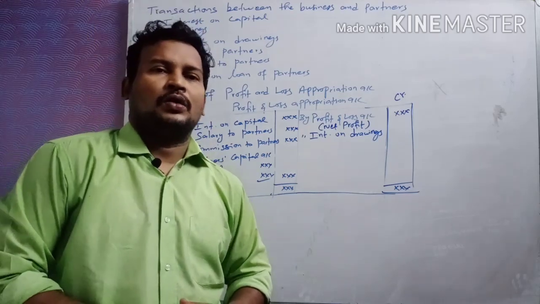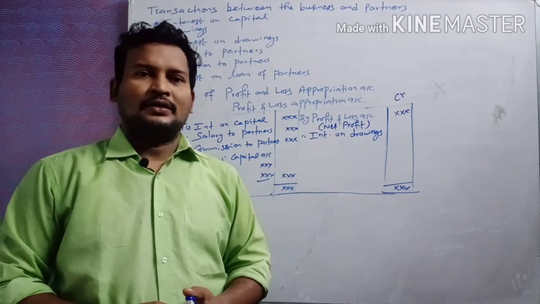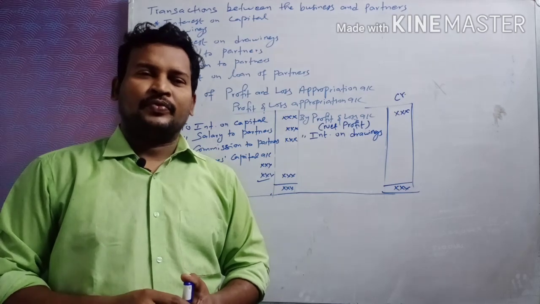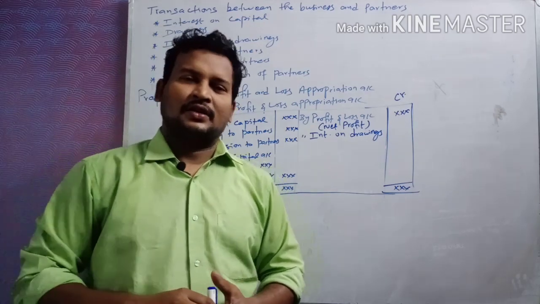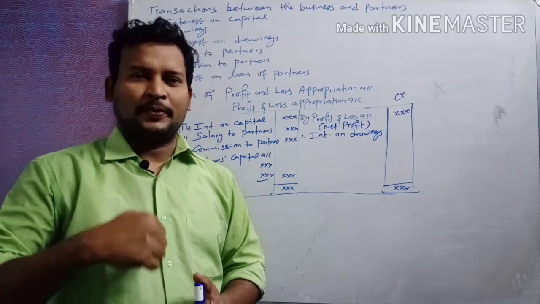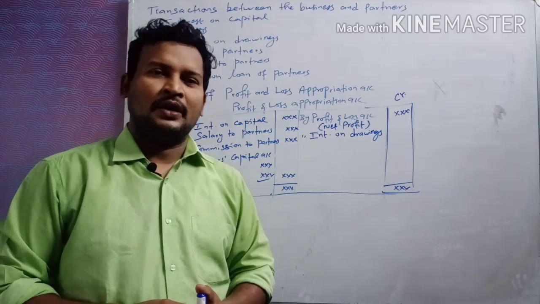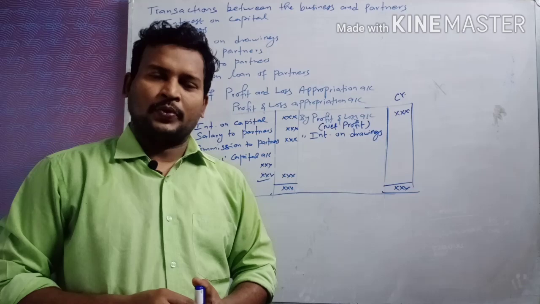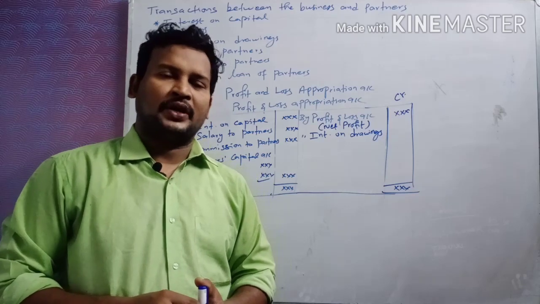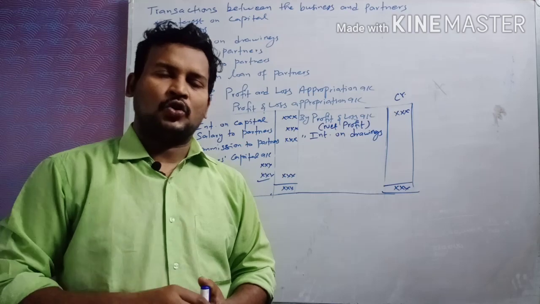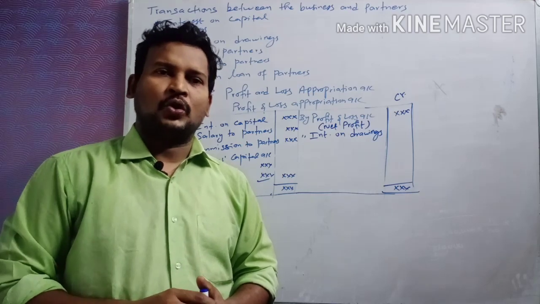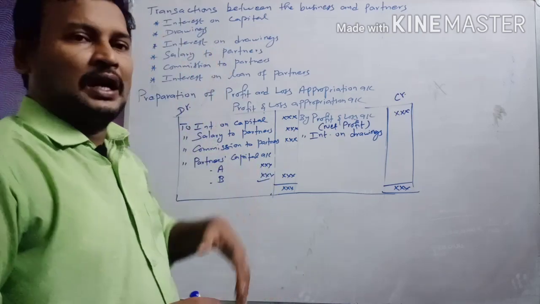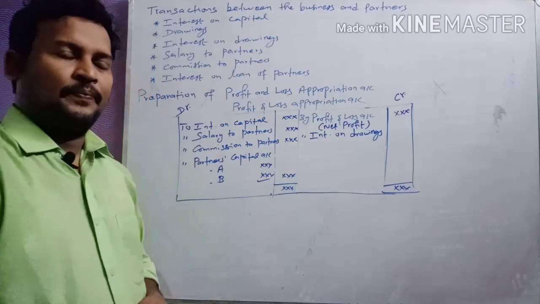The interest on loan of partners. As we discussed in the previous video, the business may borrow money from one or few of its partners. In such a situation, the business should pay interest to the partners. But this transaction should not be recorded either in profit and loss appropriation account or in capital account of partners, because this is also interest given on a partner's loan, like other expenses. So it should be recorded in the profit and loss account itself, right? These are all the possible transactions between the business and the partners, right?